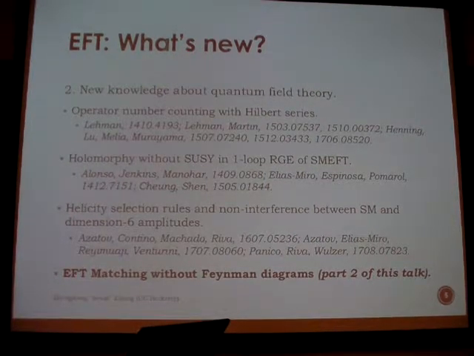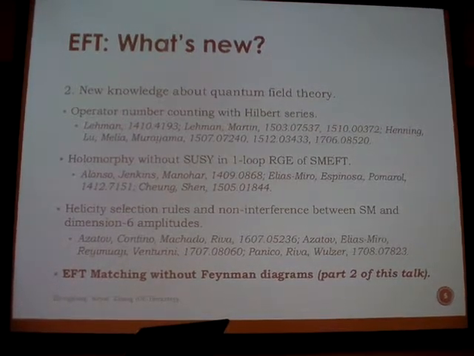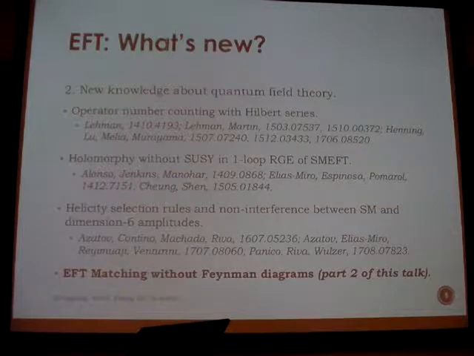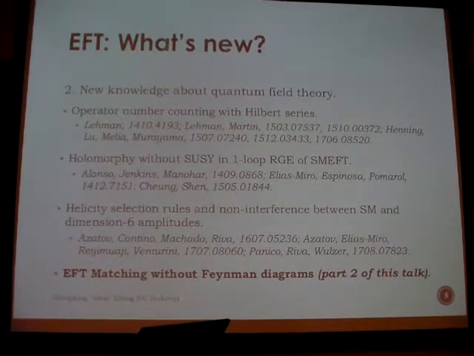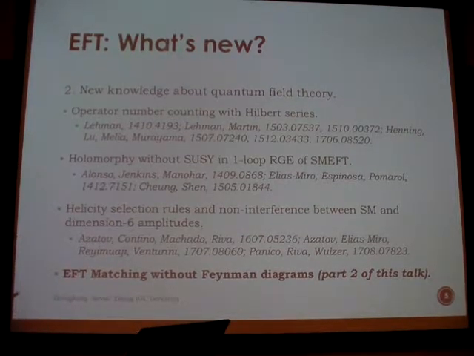And also we have found, using helicity amplitude techniques, that there are certain helicity selection rules, which means that for certain processes, the standard model and dimension 6 amplitudes do not interfere. So in that case, we really have to look for new channels and design new observables to get sensitivity to the dimension 6 operators. So just to add to this list, today I'm going to talk about some of my work, which is to do EFT matching calculations in a way that does not rely on Feynman diagrams.